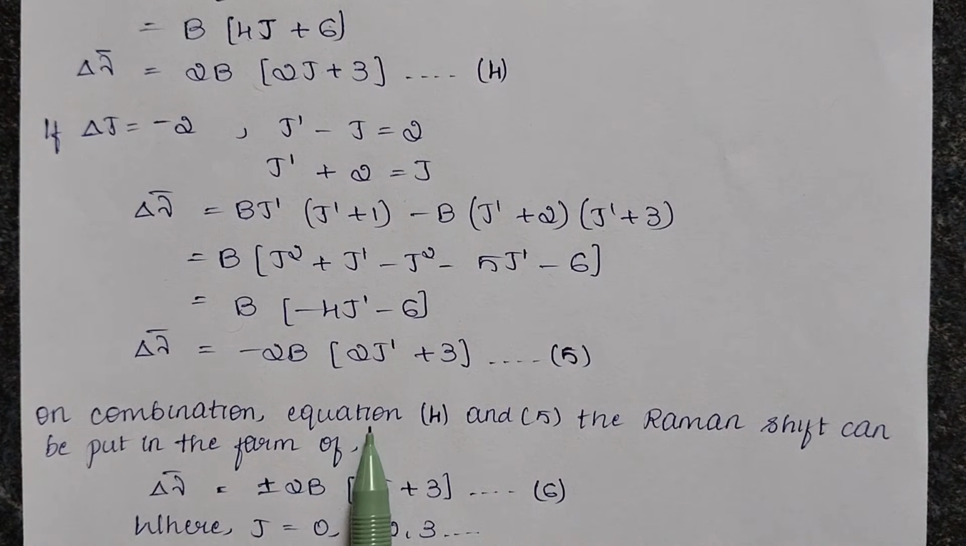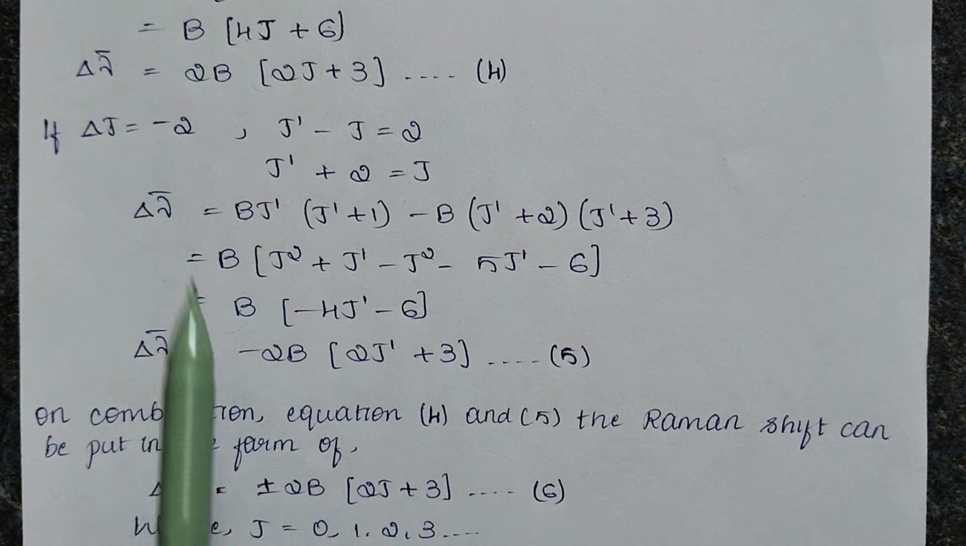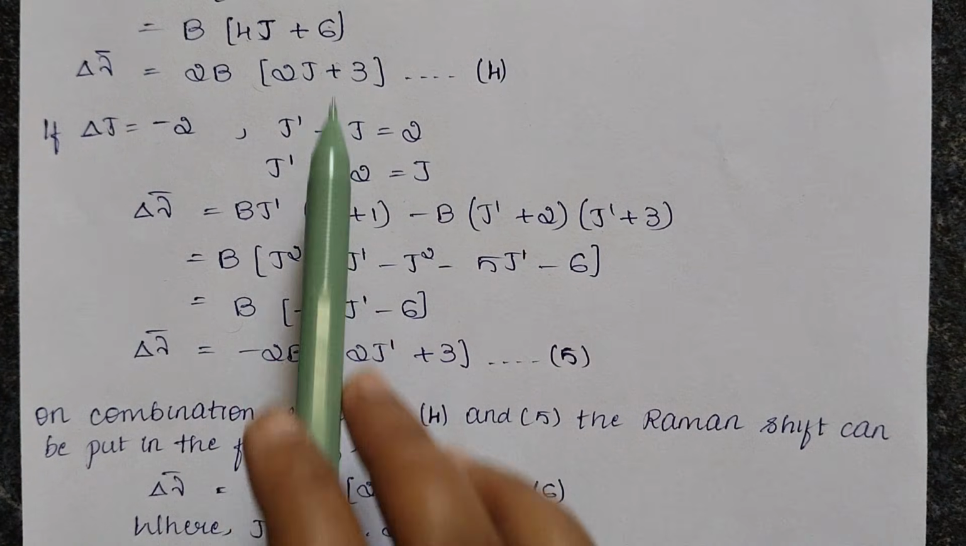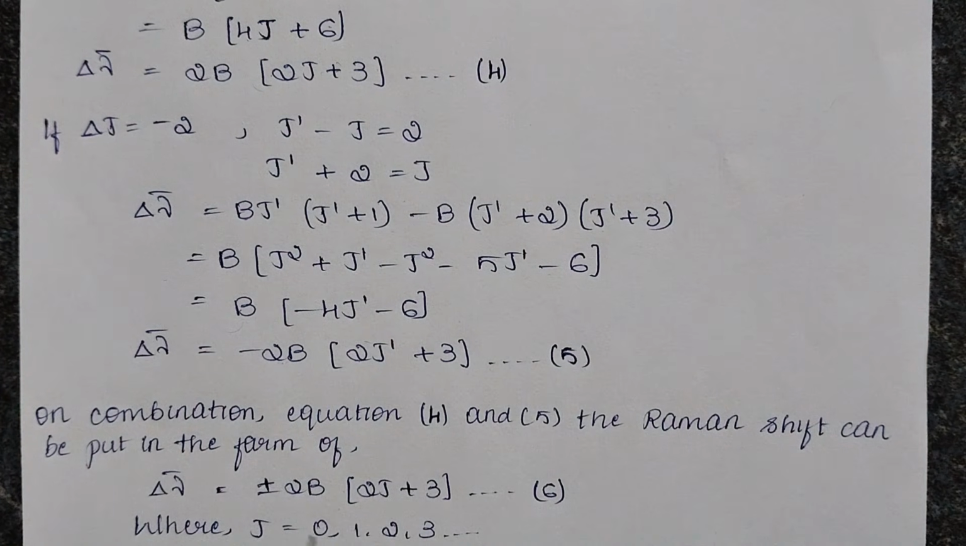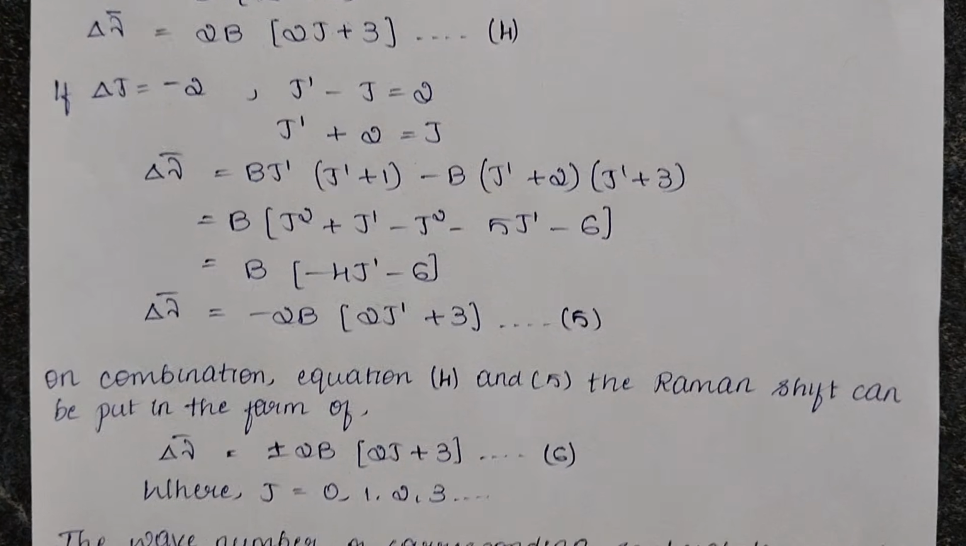Now on combining equation number 5 and 6, the Raman shift can be put in the form of, here it is plus 2, here it is minus 2, and the values we have got are also the same. So altogether we can give a general equation for Raman shift, that is delta mu bar is equal to plus or minus 2B into 2J plus 3, which is equation number 6. So from here we can see that J can be substituted with the value of 0, 1, 2, 3, etc.